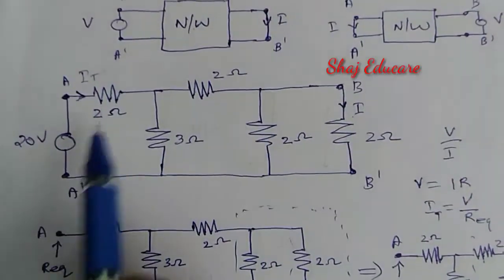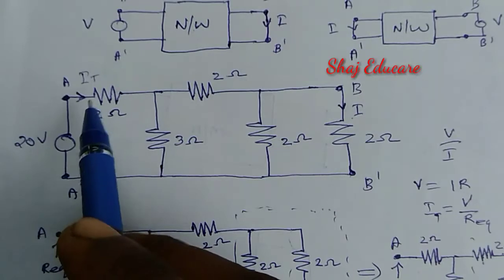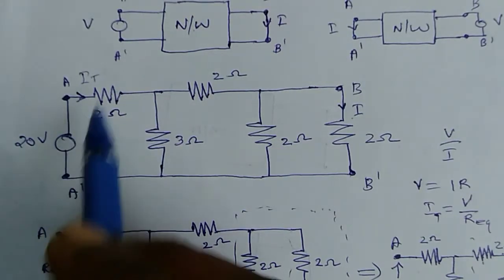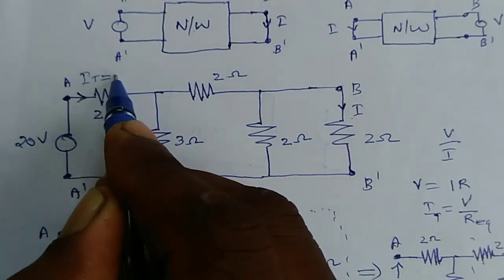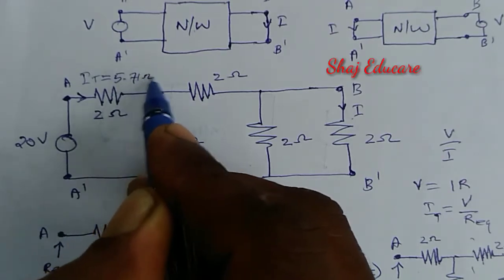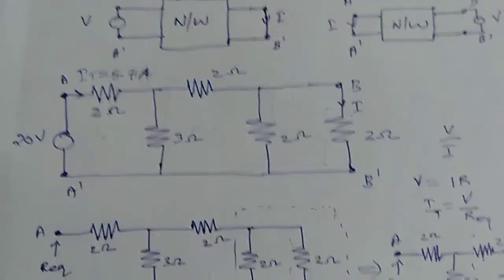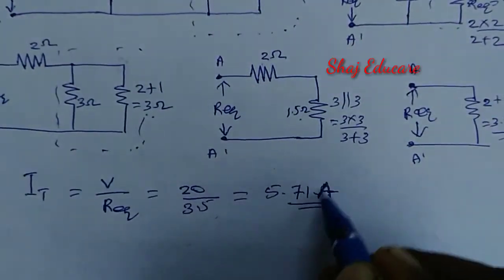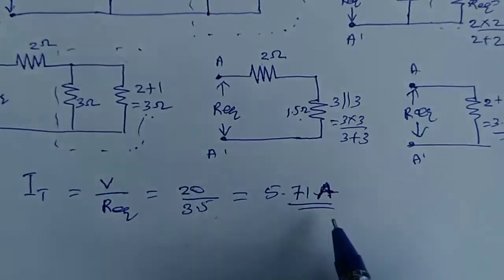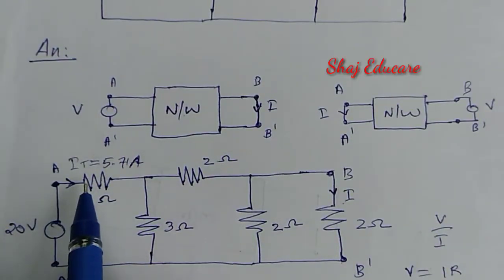Now let us apply the current division rule. This is 5.71 ohm, no, sorry, ampere. Sorry, I have made a mistake here. That is current, so the result should be in ampere. This is I total.